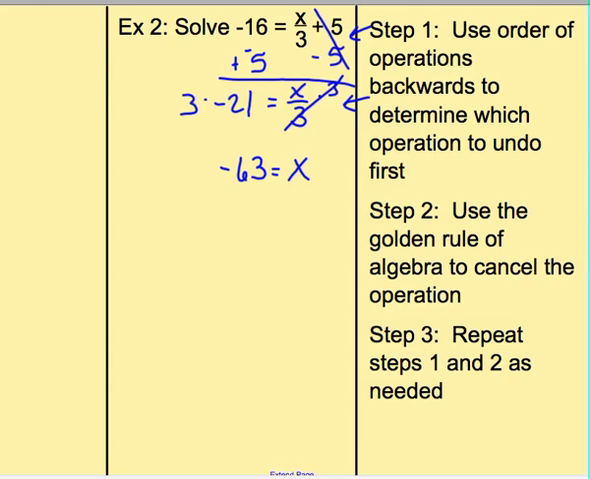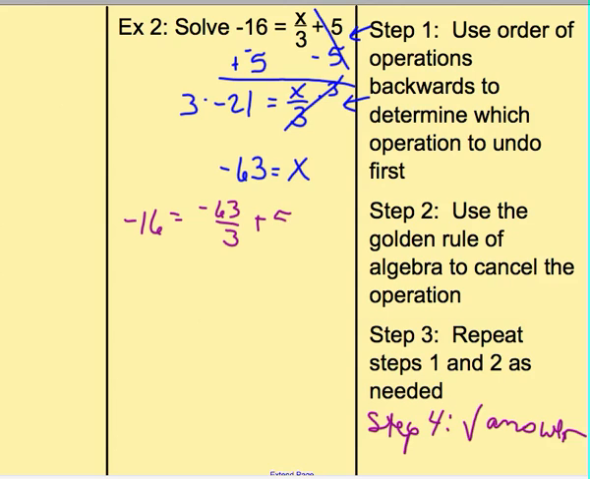So now let's check our answer, which should be step 4. And I will substitute it back into my original equation using order of operations to simplify. The first thing that I do is negative 63 divided by 3.